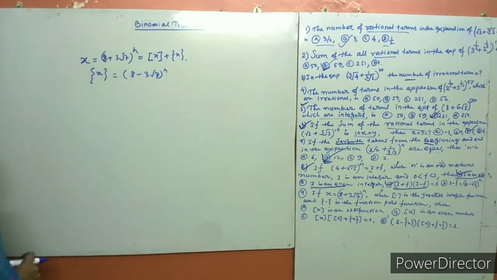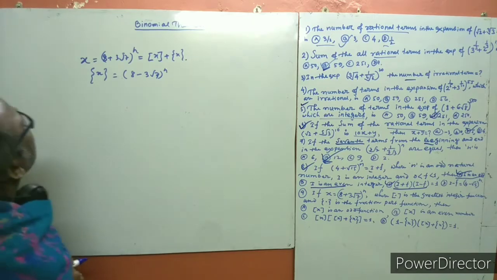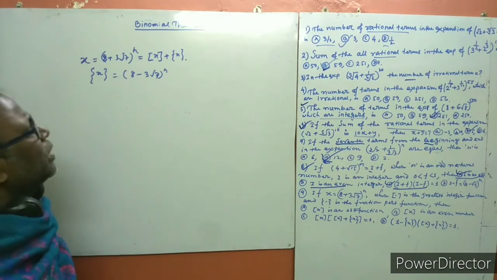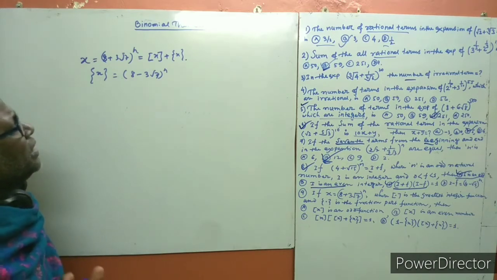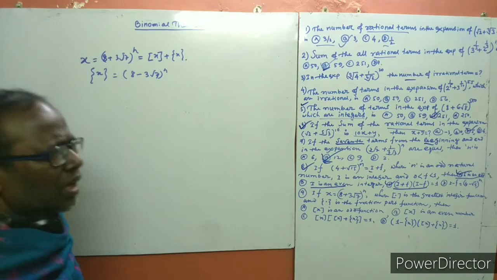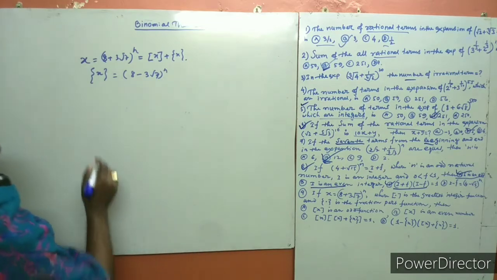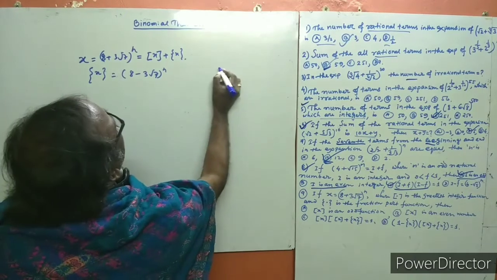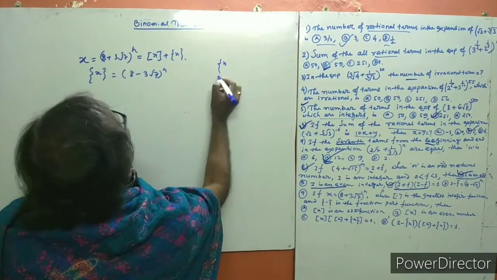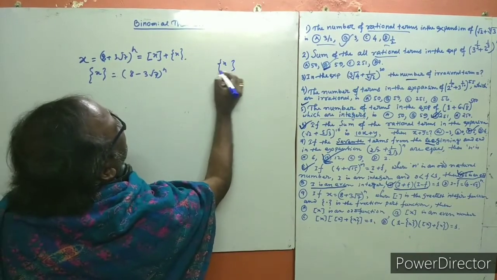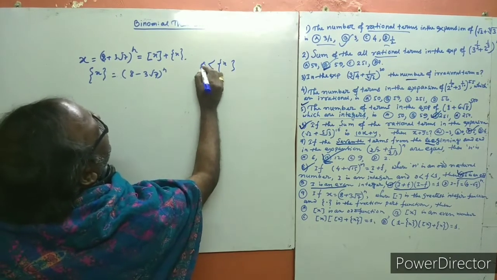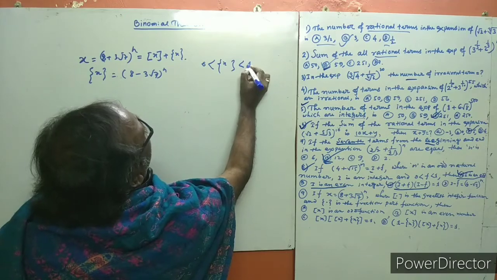See, 7 nines are 63, and this is 64. The difference between root 64 and root 63 lies between 0 and 1. So this fraction lies between 0 and 1. And now the fraction of x always lies between 0 and 1.